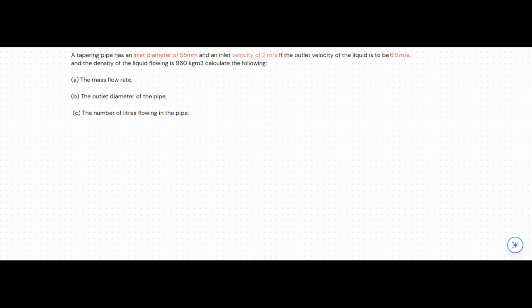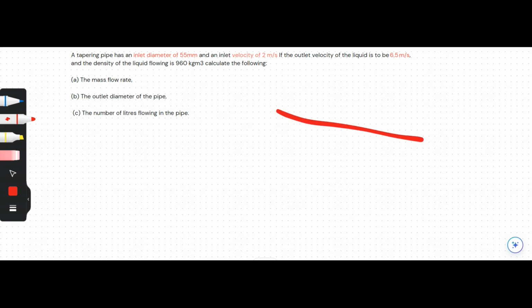Right, here we are again. With this question, we've got a tapering pipe, which means it looks a bit like this. Okay, pipe, tapering. So it looks something like that.